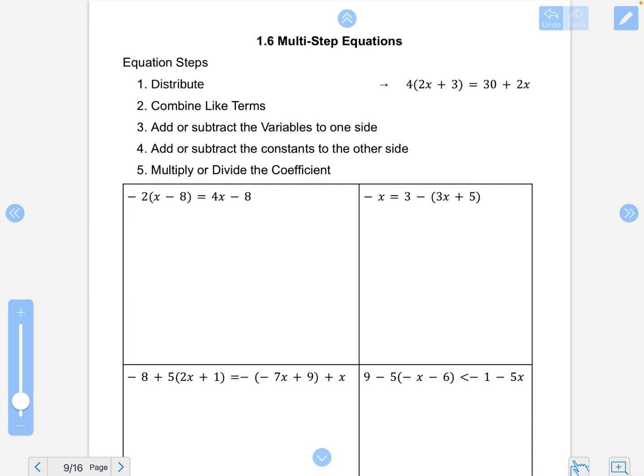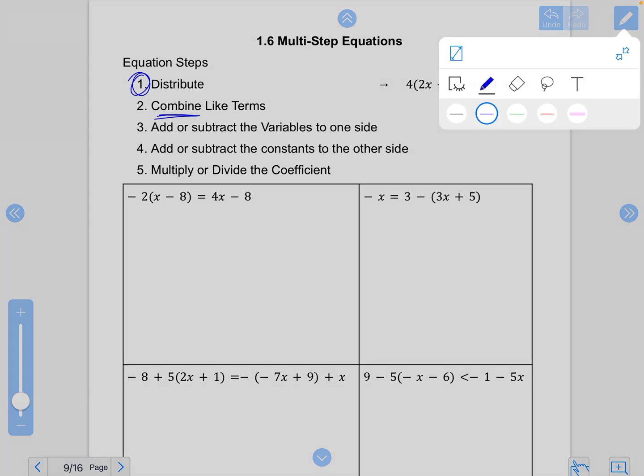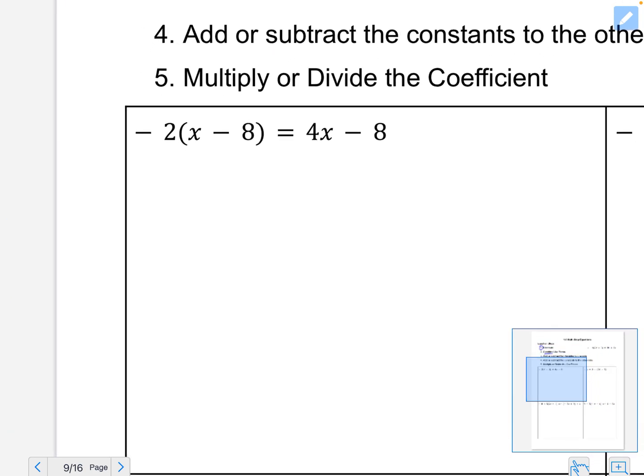So today we're talking about multi-step equations. It's just combining everything we've learned so far this unit into one problem. So the first thing we are always going to do is distribute first if we see parentheses. After that, if we see any terms that we can combine, we're going to combine them. Then we move the variables to one side, constants to the other, and then multiply or divide by the coefficient. So let's get to some problems.